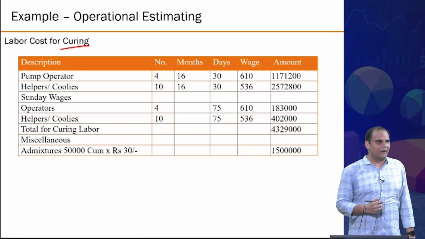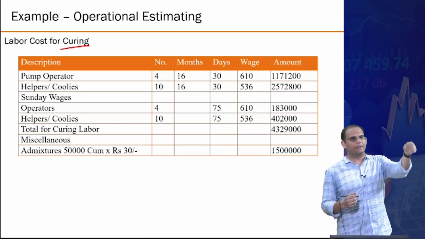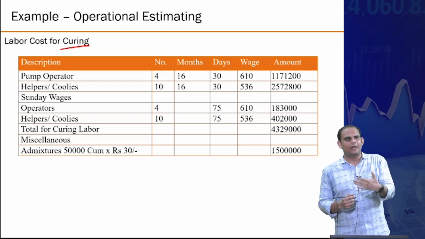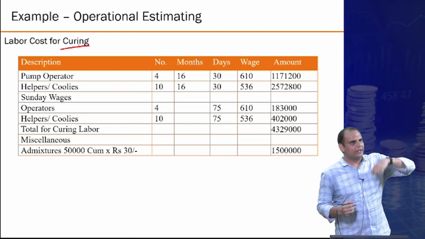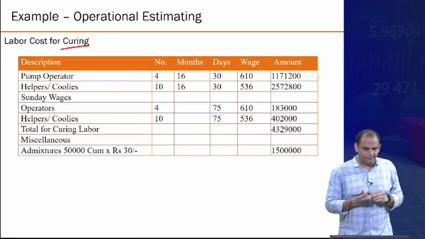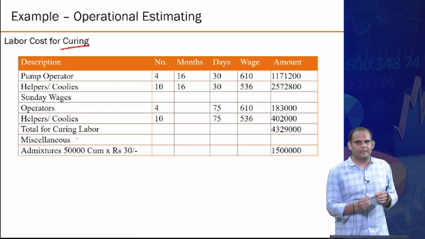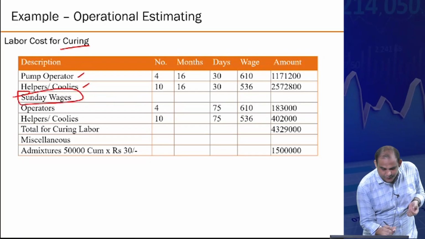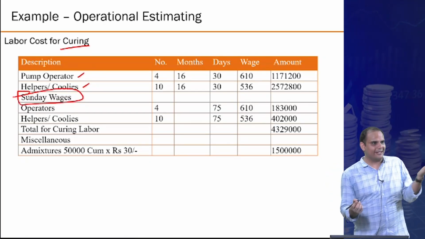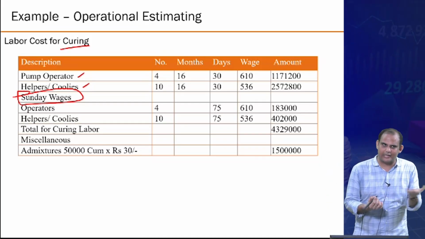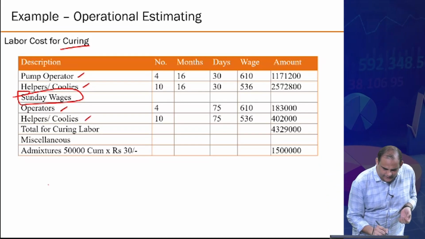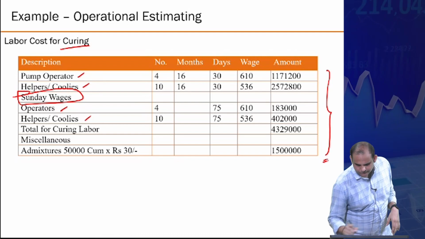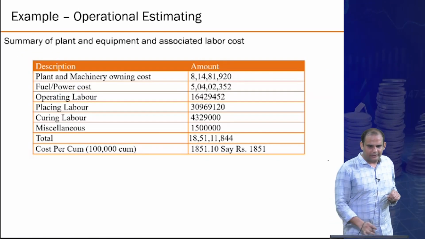Most of the time, it is manually intensive. You need to ask people to keep the concrete in a good watery condition, or sprinkle water over it, or sometimes you have gunny bags applied to it, so you need to keep them watered and maintained. Otherwise, without curing, concrete does not work. So you need more people: pump operators, coolies, Sunday wages. Curing cannot stop on Sunday, so 26 days does not apply. They have to work some extra time. Operators, some coolies, total for curing labor; you can include more numbers in this.